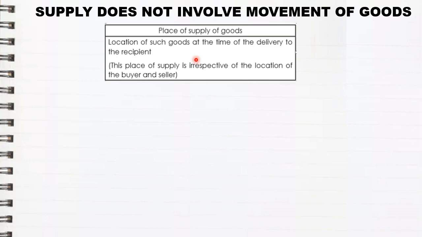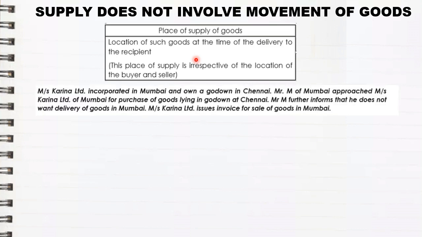So to understand that better, let us take this example. Messrs. Karina Limited, incorporated in Mumbai, owns a godown in Chennai.